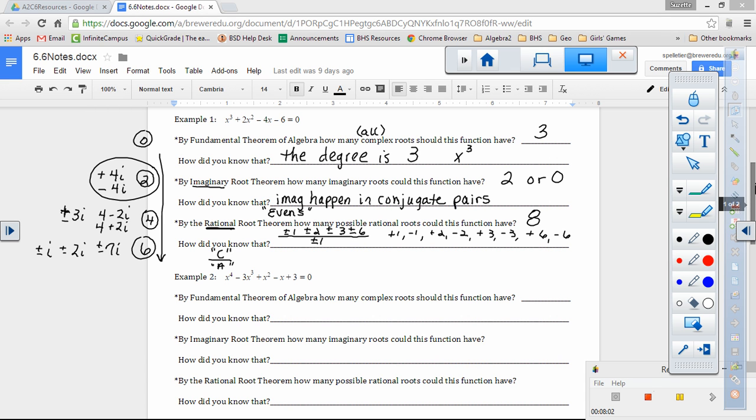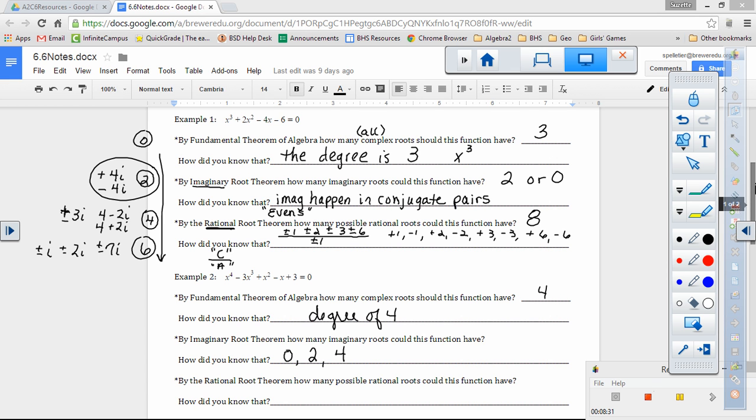So fundamental theorem of algebra, how many complex roots should this function have? So altogether, how many roots should this function have? The answer is 4 because it has a degree of 4. Okay? Imaginary. So again, they have to happen in pairs because they are conjugates, right? So I might have none. I could have 2, and I could have as many as all 4 of them being imaginary, 0, 2, or 4. Those are my possibilities.